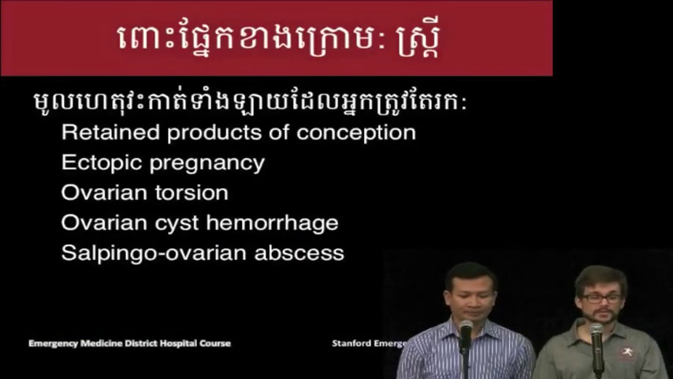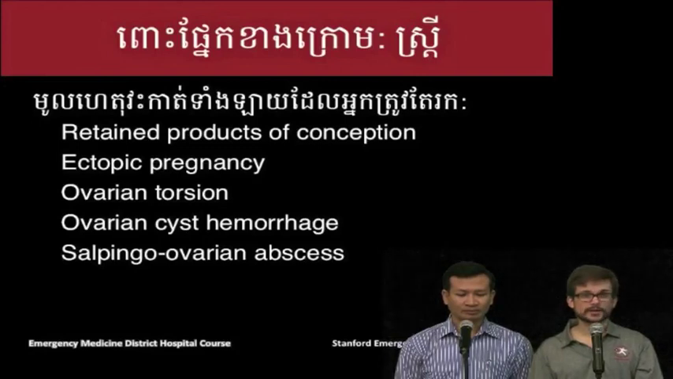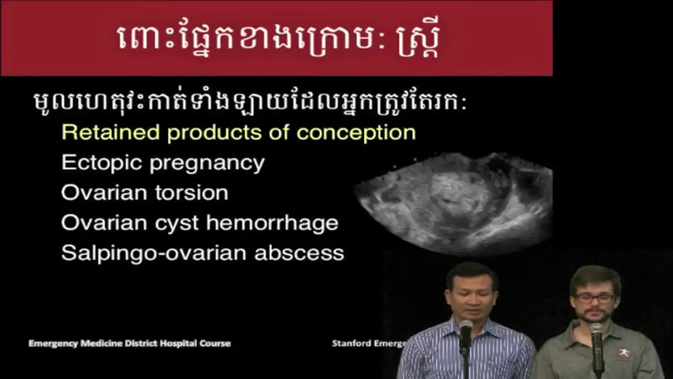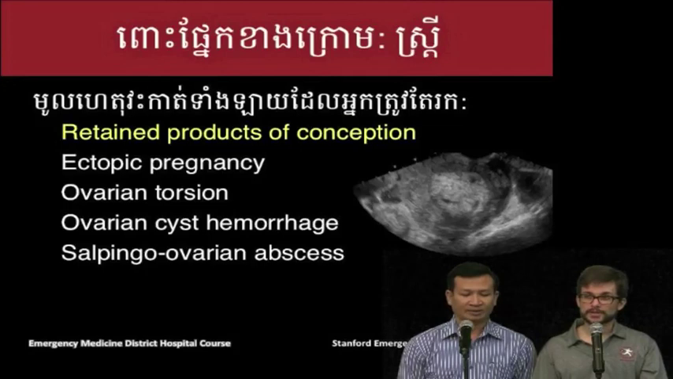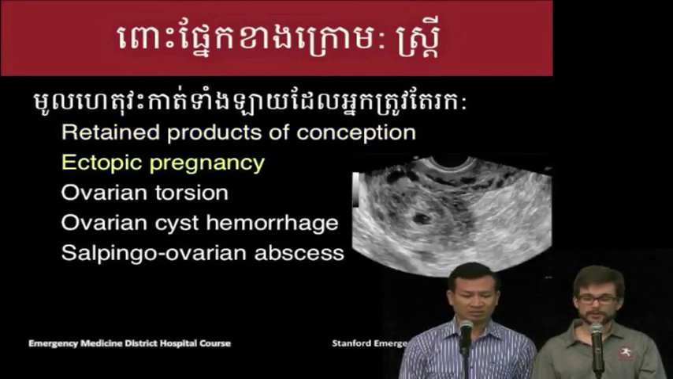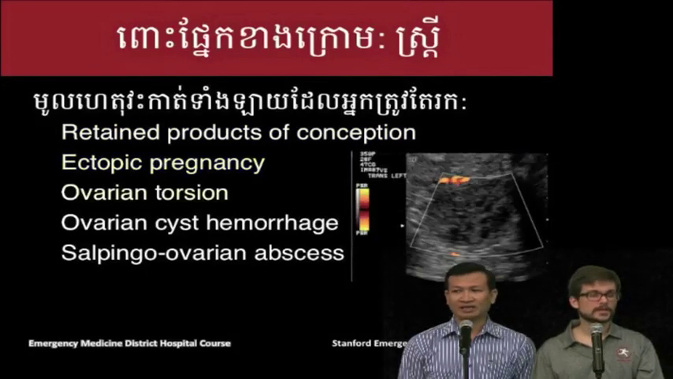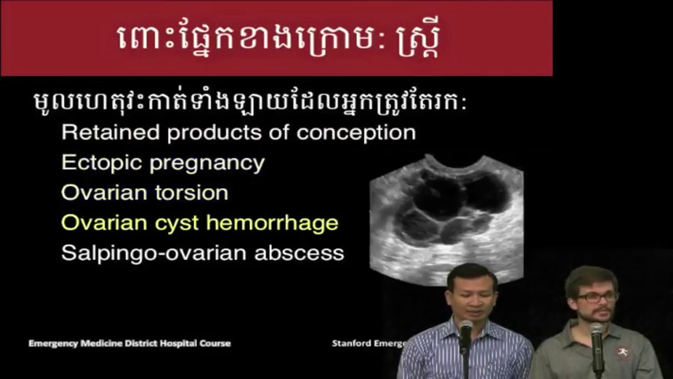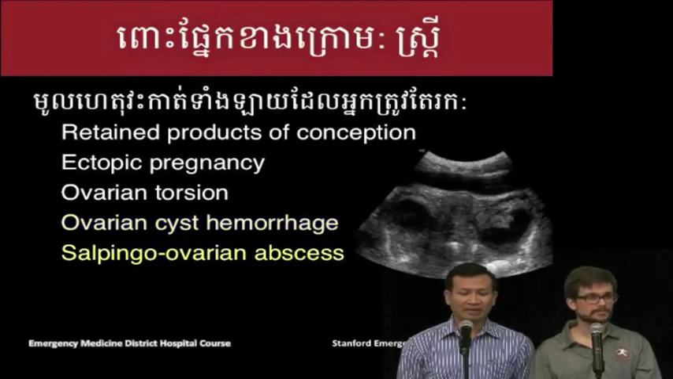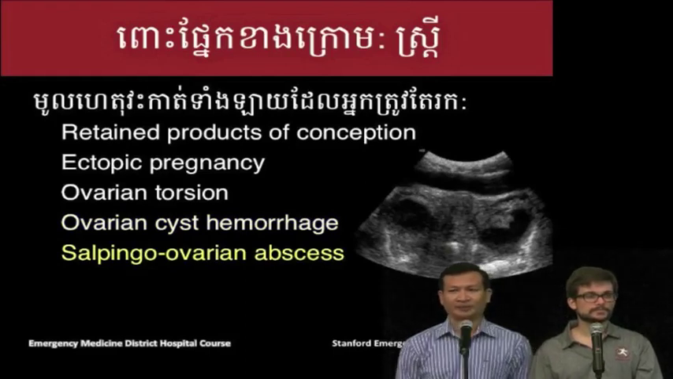The surgical causes of lower abdominal pain in women that you must find include retained products of conception, ectopic pregnancy, ovarian torsion, ovarian cyst hemorrhage, and salpingo-ovarian abscess, which is an abscess of the ovary and fallopian tube.